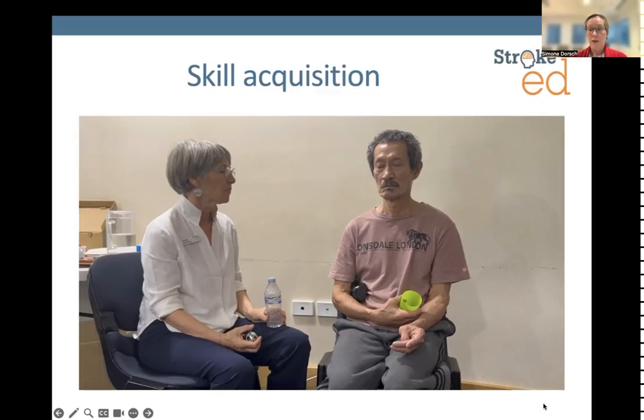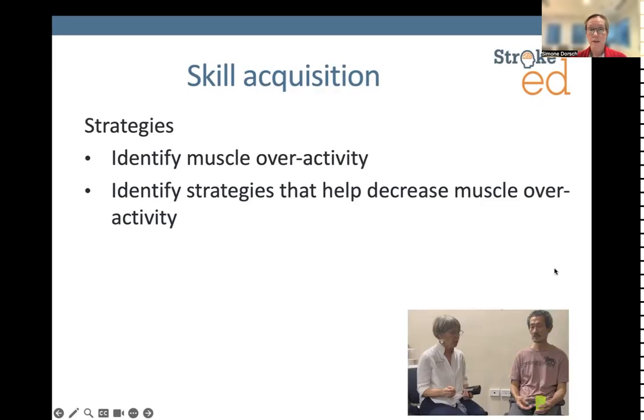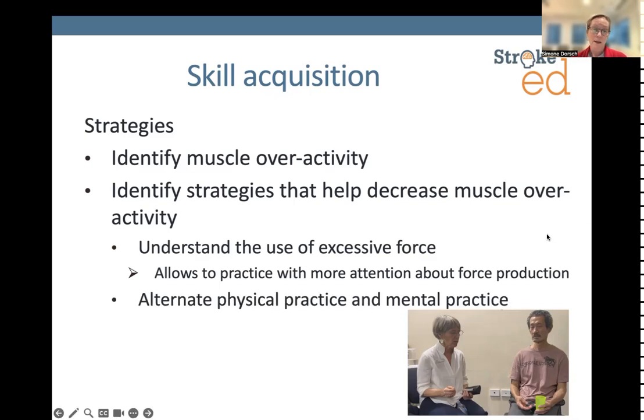And so that's another strategy that you can use. There is, again, identifying the muscle overactivity and strategies that help with that, and where excessive force is being used, and allowing somebody to continue to practice with attention about that force production. And then we see, as we see here, alternating physical practice and mental practice.